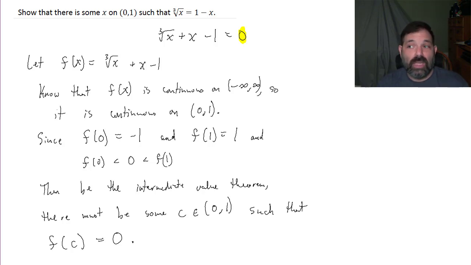And again, this doesn't tell us how to find it. It just tells us it exists. But sometimes that's enough, just that something exists.